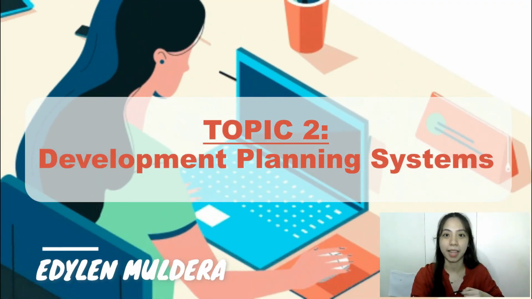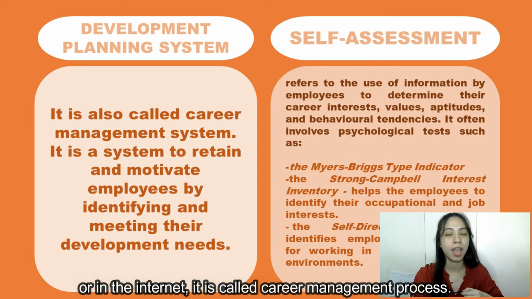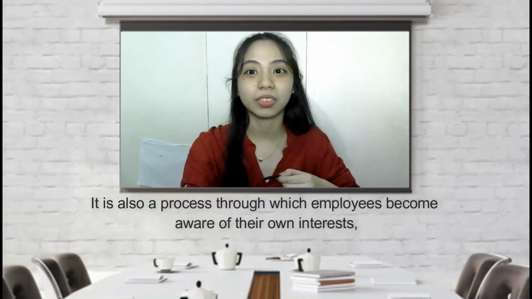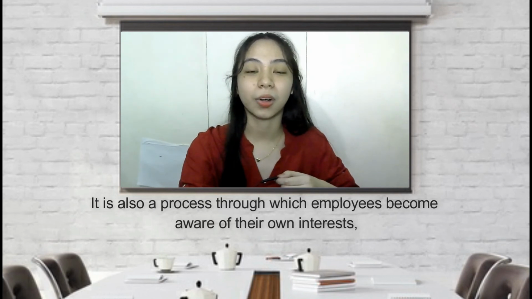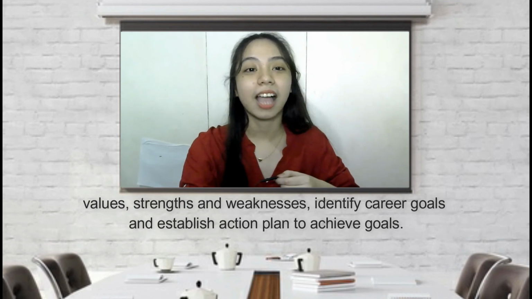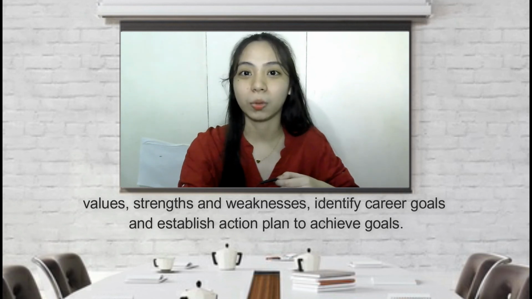Let's proceed to topic 2 of lesson 7, which is the development planning systems. Development planning systems is also called career management system, or on the internet it is called career management process. It is a system to retain and motivate employees by identifying and meeting their development needs. It is also a process through which employees become aware of their own interests, values, strengths and weaknesses, identify career goals, and establish an action plan to achieve goals.